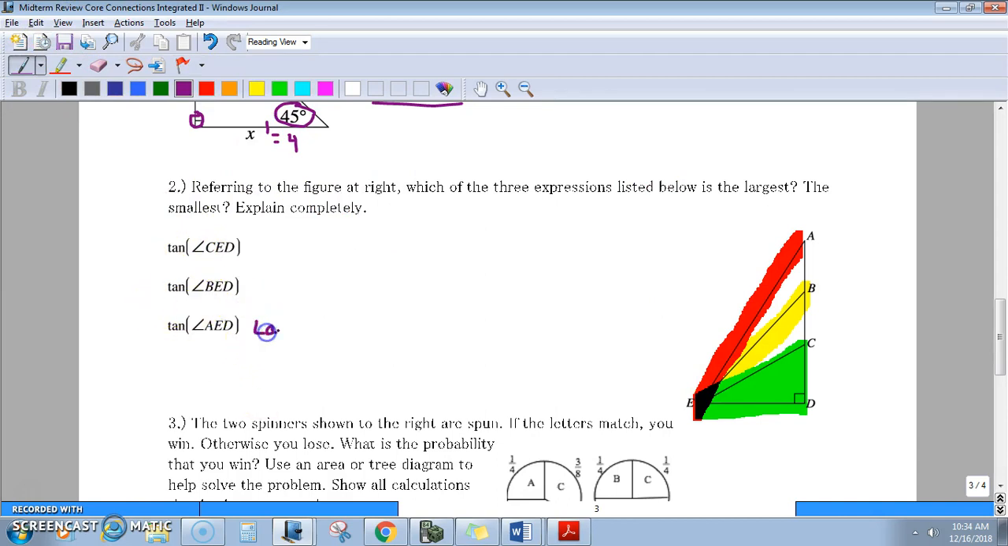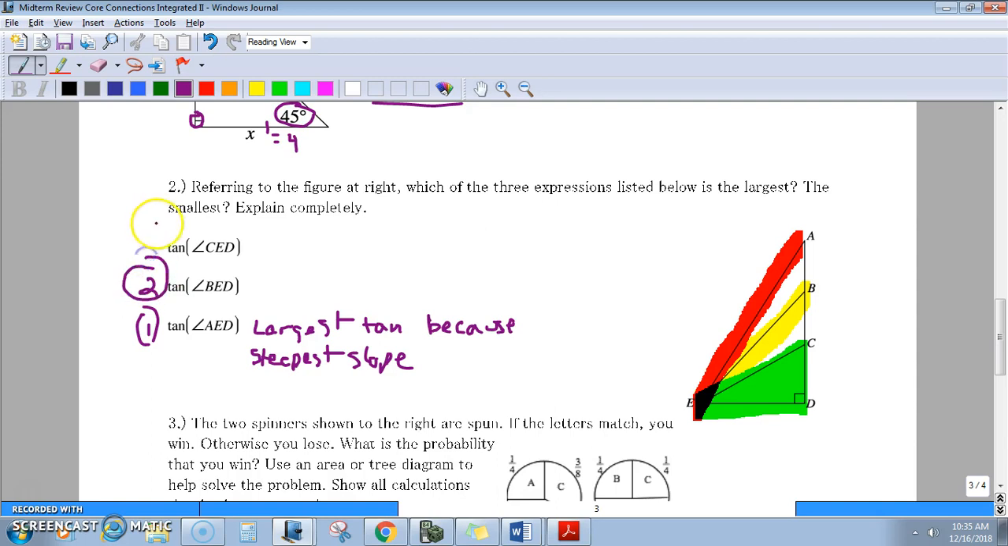Okay, largest tangent, because it's the steepest slope, right? Steepest line. BED is next. So if this is 1, then this is 2, and CED is 3.